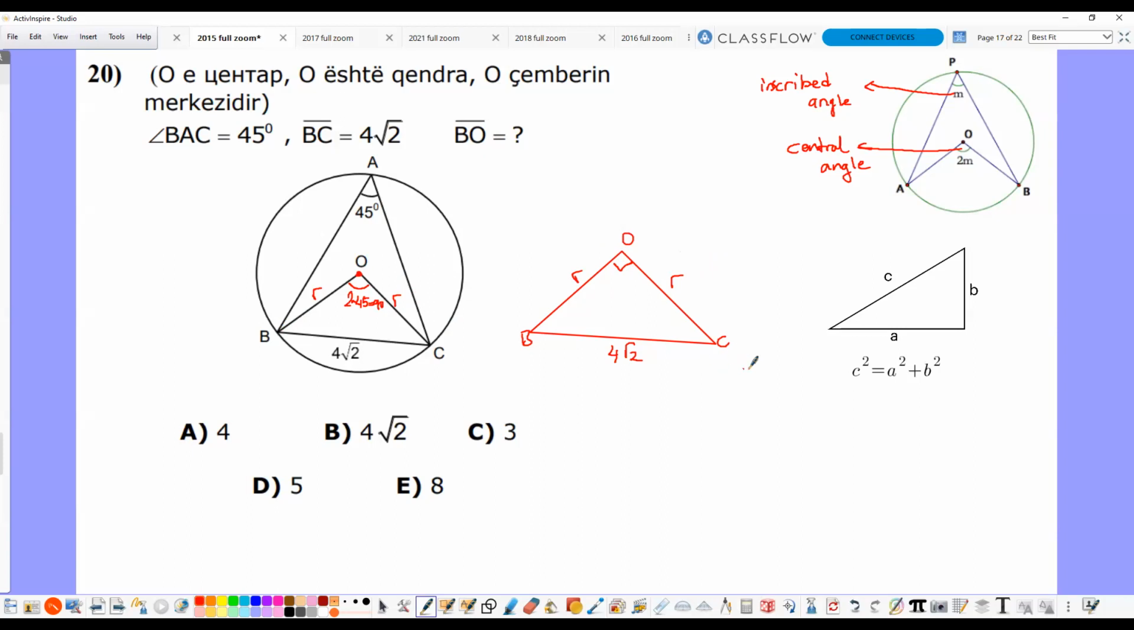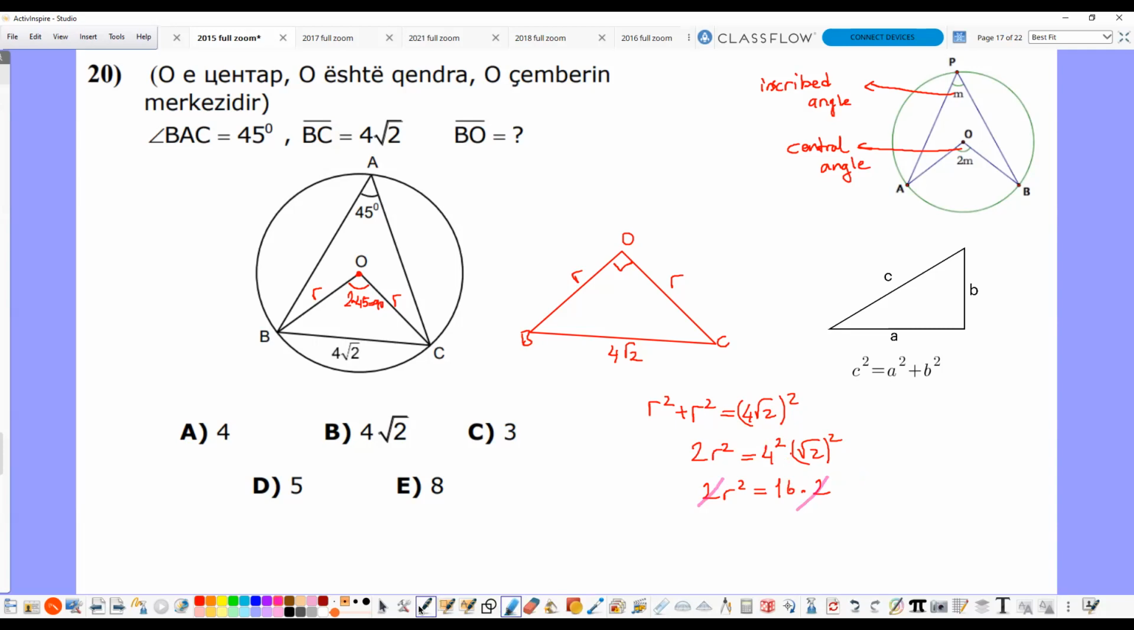This is an isosceles right triangle. In an isosceles right triangle, I'm applying the Pythagorean theorem: r square plus r square is going to be equal to 4 root 2 square. Here, r square plus r square is equal to 2r square. And 4 root 2 squared is equal to 4 square times root 2 square. You can apply the power to both, which gives 2r square is equal to 16 times 2. So you can simplify the 2 from both sides.